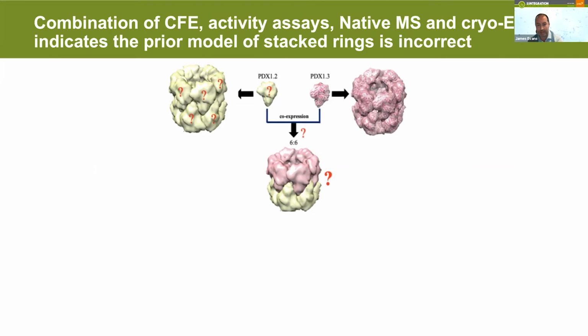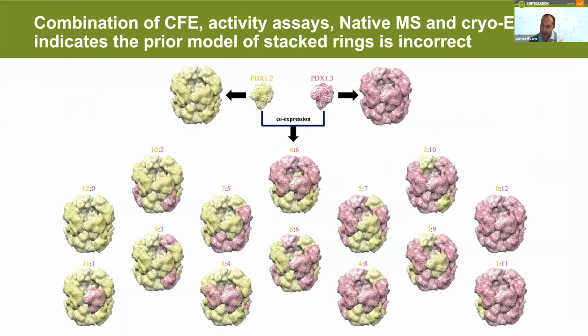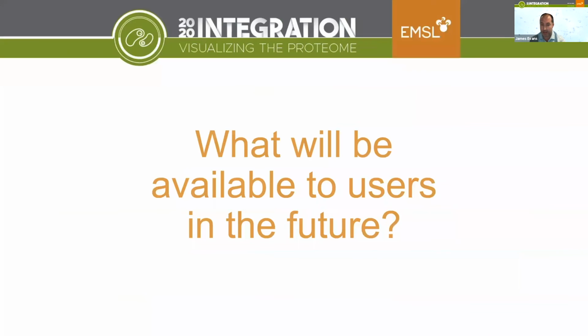Instead of these stacked rings, it's really a stoichiometric population difference. And we're looking further into trying to be able to fully characterize these as well as understand the detailed mechanism of the action of assembly for PDX 1.2 and 1.3. So this is just one version of a science example that's taken advantage of all the various capabilities available through EMSL. Now, I've talked about what's currently available and kind of what our vision is.